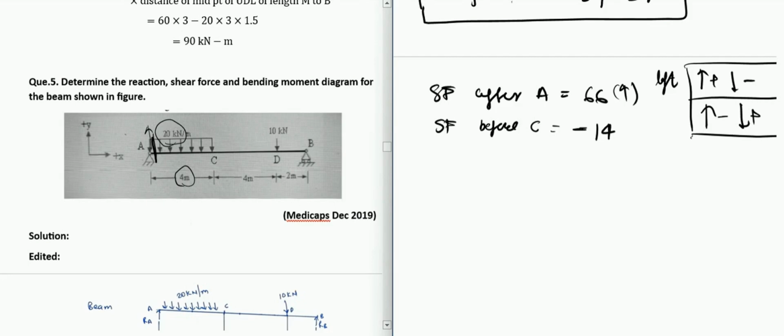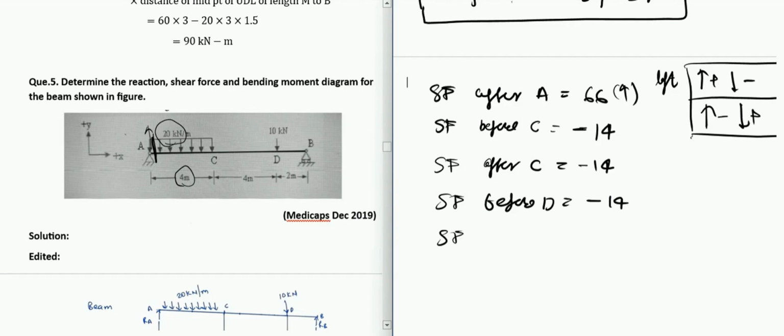Before C, let us calculate shear force after C. It will again be minus 14 because there is no sudden change of force at C. There is no sudden force at C like there is at D. Between C and D, there is no shear force. So before D will be also same as after C, like the same, which is minus 14.